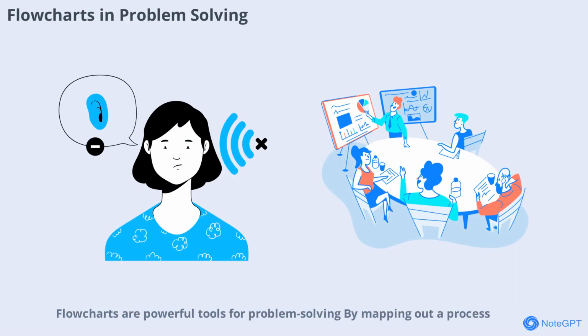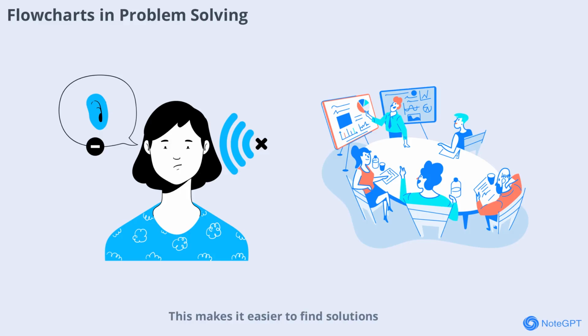Flowcharts are powerful tools for problem solving. By mapping out a process, you can quickly identify where things are going wrong. This makes it easier to find solutions and prevent the same issues from happening again. Flowcharts also help teams communicate their ideas and work together to fix problems.